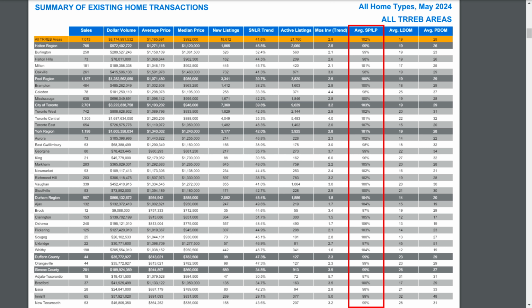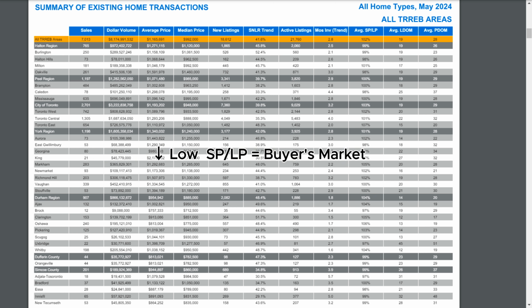Average sales price to list price ratio is calculated by dividing the sold price by the listing price, or asking price. A higher ratio indicates a hotter market, often characterized by bidding wars that push prices above the listing price. Conversely, a lower ratio suggests a cooler market.